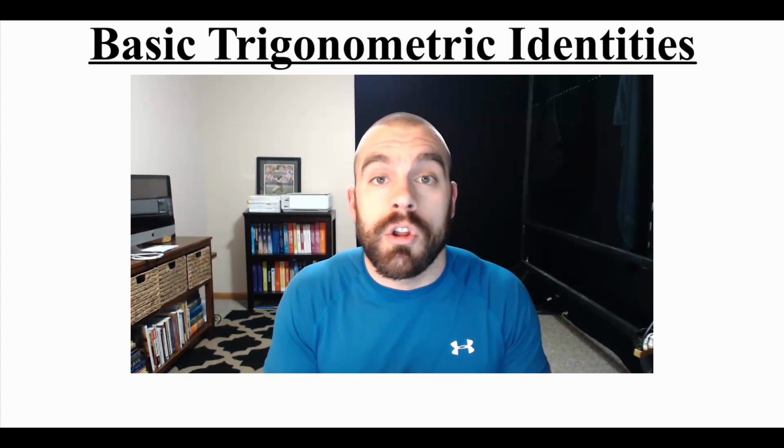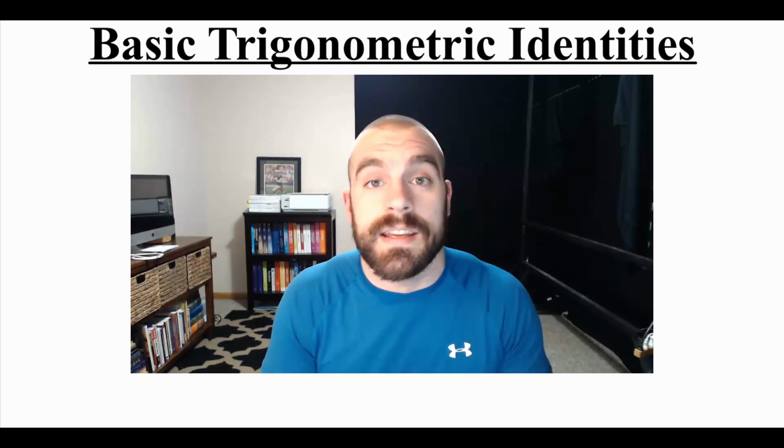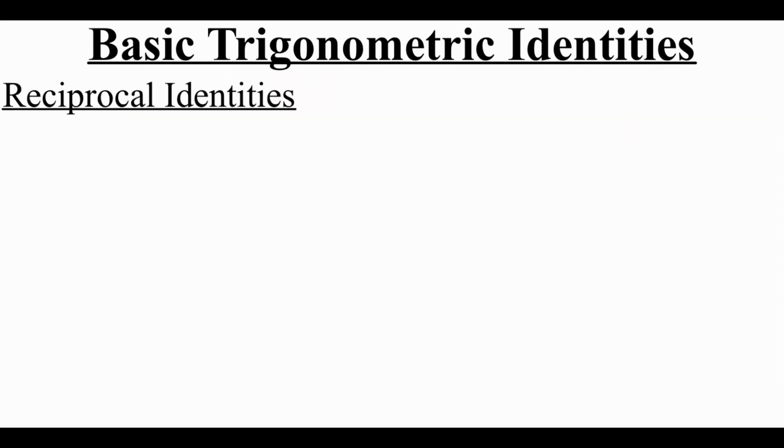In this video, we're going to look at some basic trigonometric identities. When we're looking at these trig identities, we're basically looking at an equation that's going to help us relate one trig function to another trig function for all values of our variable for which both sides of the equation are defined. And we call that our domain of validity.